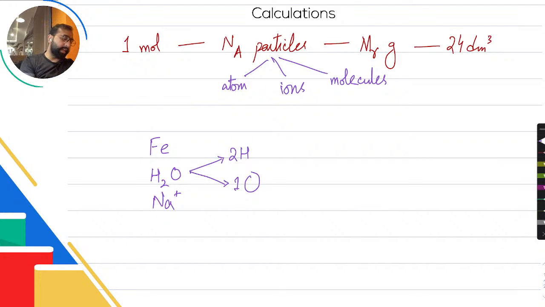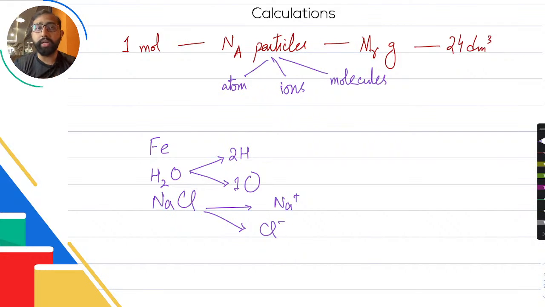Similarly, if I am talking about sodium chloride, every sodium chloride formula unit has a sodium ion and a chloride ion. So for every formula unit, you get 1 sodium ion and 1 chloride ion. How many total ions do you get? 2. So 1 mole of sodium chloride will have 2 moles of ions: 1 mole of sodium ions and 1 mole of chloride ions. What about H2SO4? Let's see.